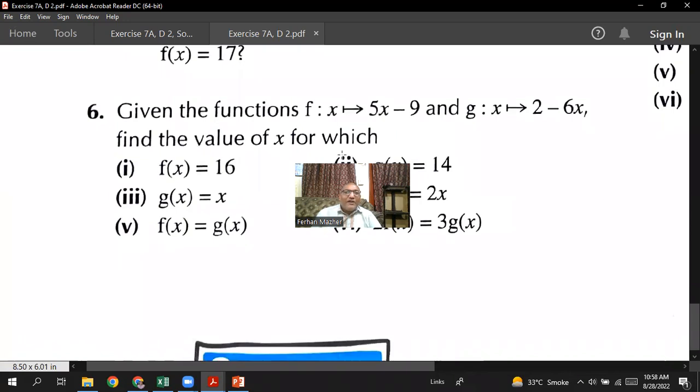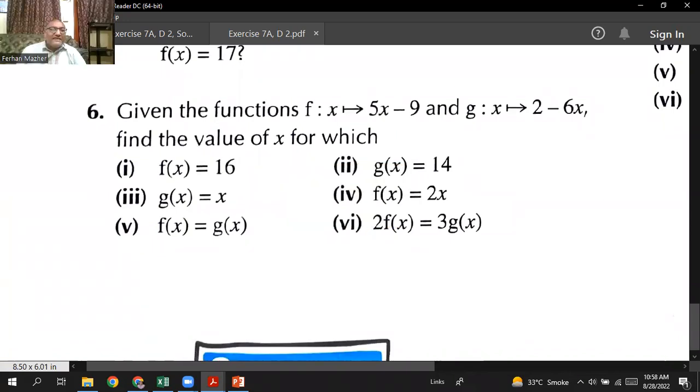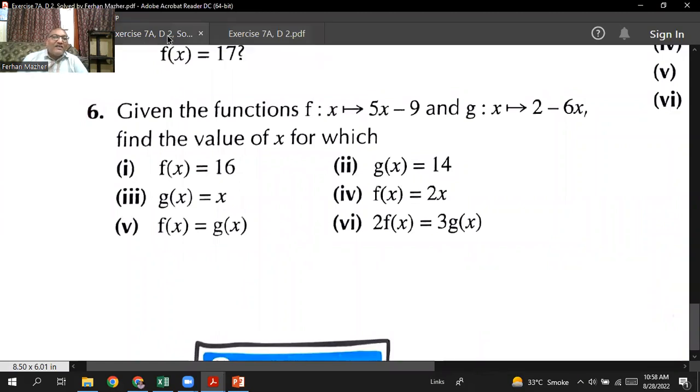So the next part is question number 6, and it's given that the function f of x is equals to 5x minus 9 and g of x is equals to 2 minus 6x. He says find the values of x for which f of x is equals to 16. That's the first part.